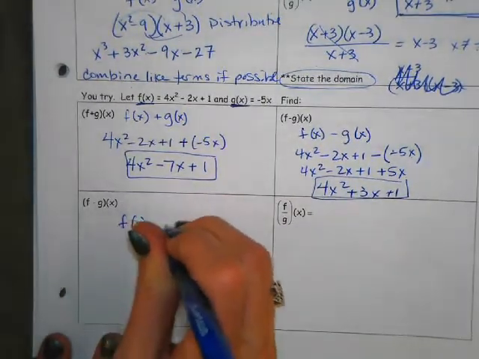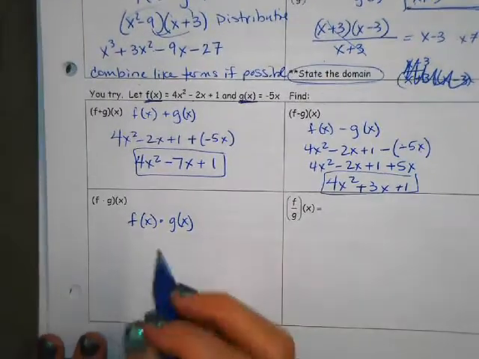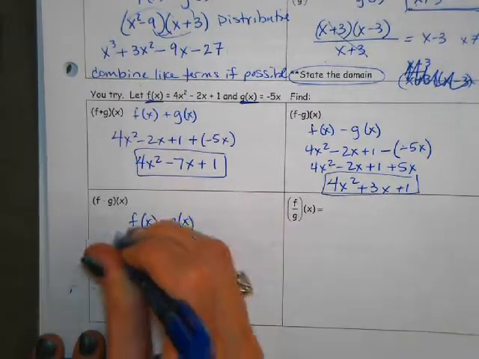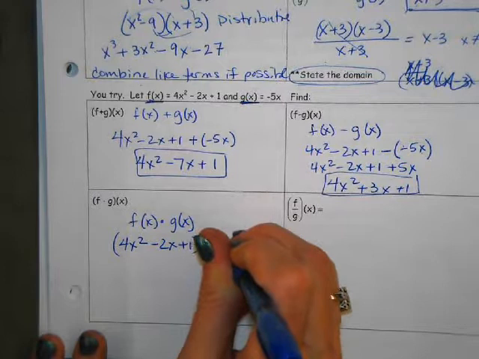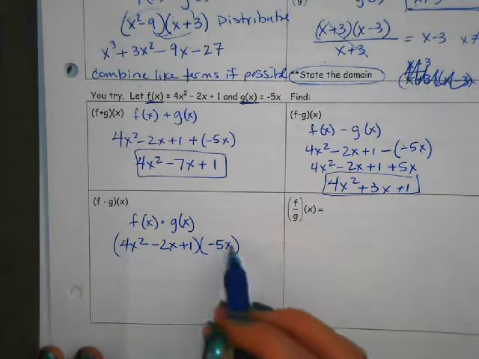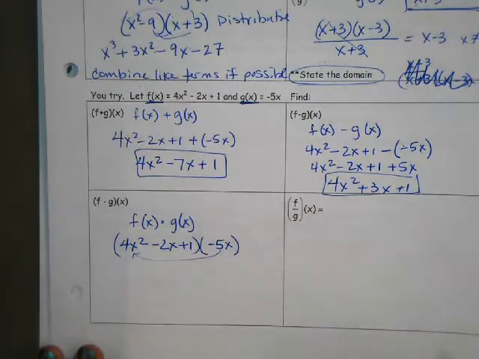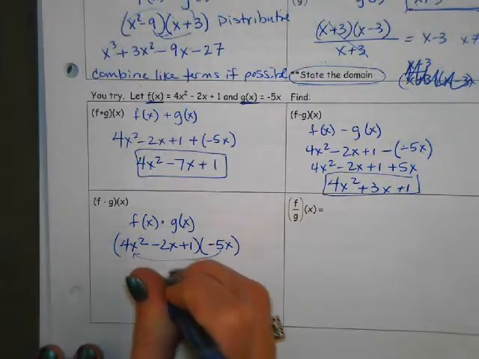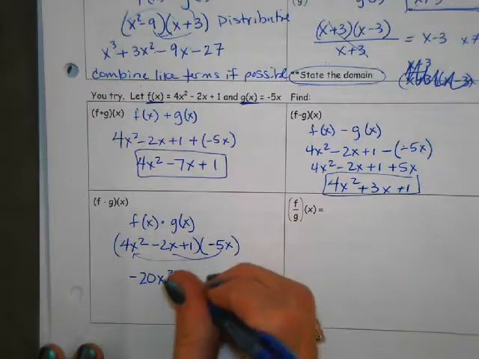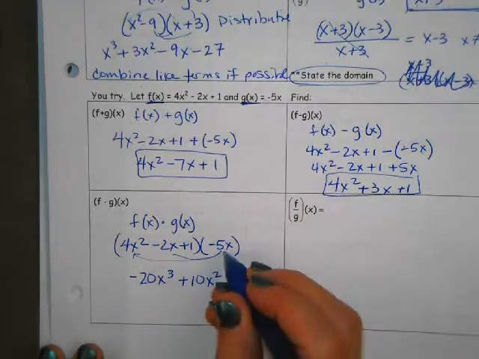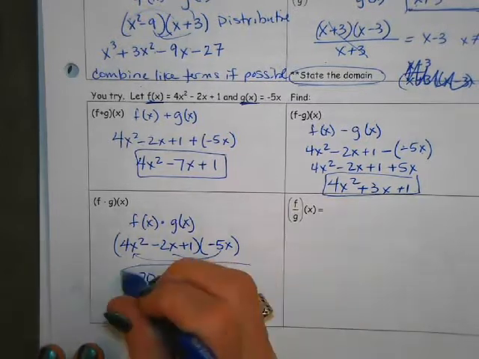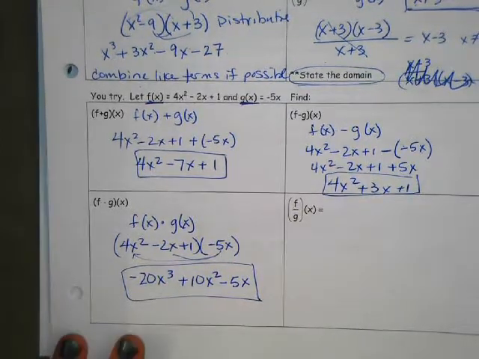Then I'm going to multiply them. So I have f of x multiplied by the g of x. That becomes my 4x squared minus 2x plus 1, and that's being multiplied by negative 5x. At this point, I take this negative 5x and I have to distribute to each one. So the negative 5x times the 4x squared becomes a negative 20x cubed. The negative 5x times the negative 2x becomes a positive 10x squared. And then the negative 5x times the 1 becomes a negative 5x. I can't combine anymore, so that becomes my final answer.